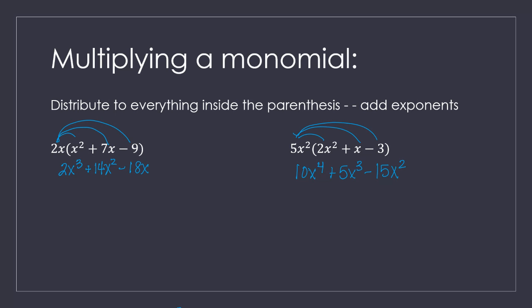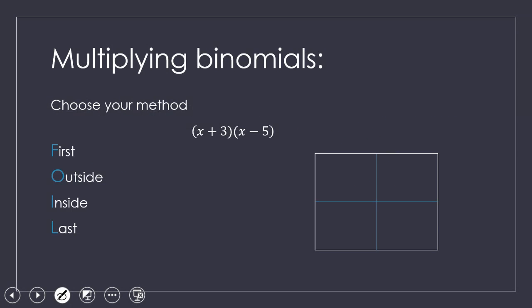Okay? Now that feeds into what we're doing next, which is multiplying binomials. And you may have heard of either of these methods. You are welcome to choose whichever one you want. I'll show you both, and then the choice is yours. So the first method we can use to multiply is called FOIL. And FOIL stands for first, outside, inside, and last.